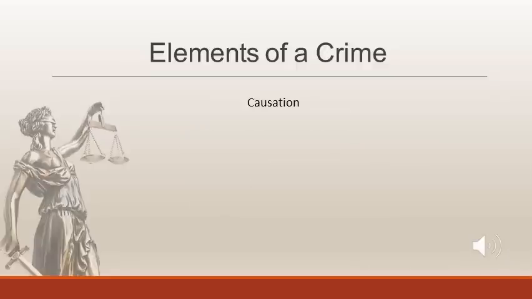The third element of a crime is causation. There always needs to be a causal link between the defendant's act and the harm done. Just like in negligence, where we had the actual and proximate causation element, it's much the same here in criminal law. The act needs to cause the outcome.